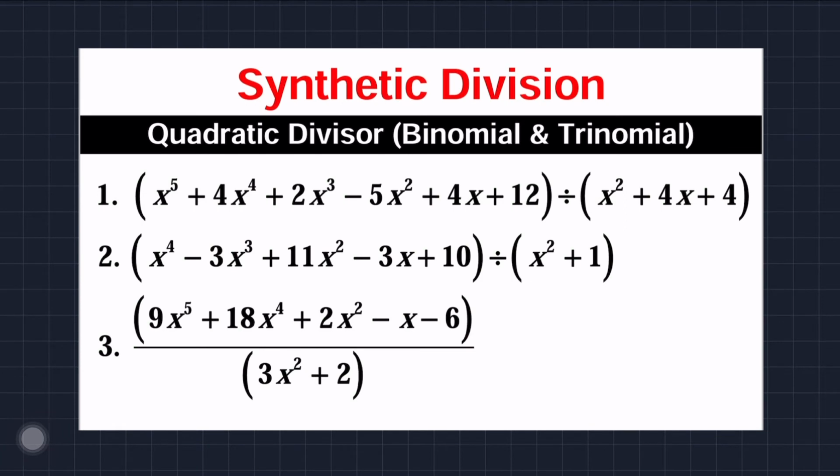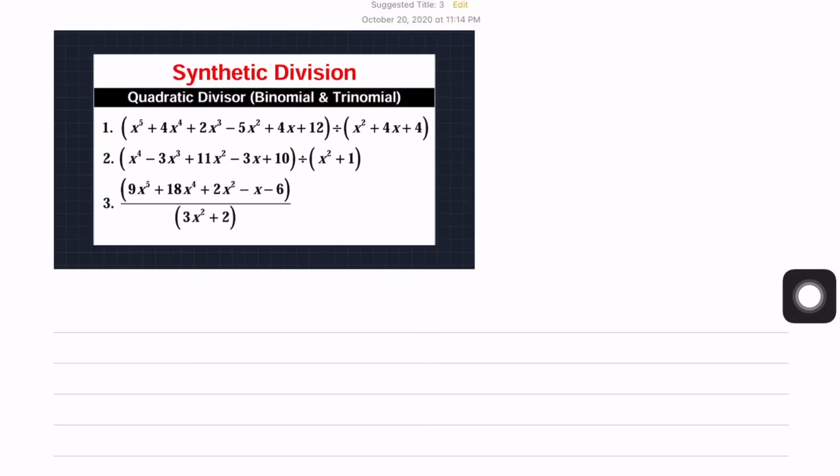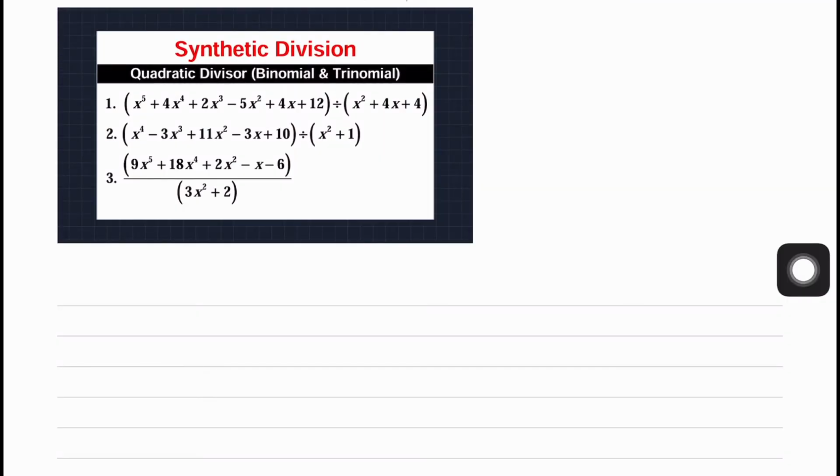Now, let us solve number 2. Take a look at the dividend. Is it also a complete polynomial? Yes, with a degree of 4, 3, 2, 1, and 0. Now this time, the divisor is a binomial. There is no visible second term. So, ganito ang gagawin natin.